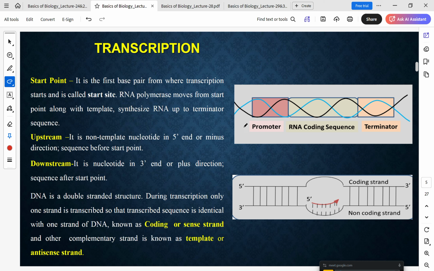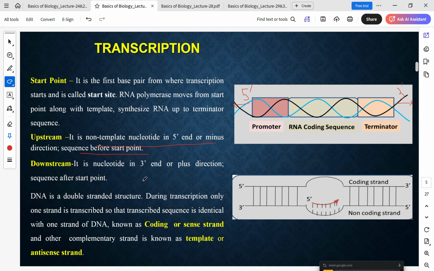The first point is the start site where the transcription starts. So it will start from this start point, synthesize the whole RNA, and then the process stops at the terminator site. Some other terms that are very relevant to all of this is upstream, which is the non-template nucleotide region before the start point. So this portion here is upstream. Downstream is towards the 3' end on this side.